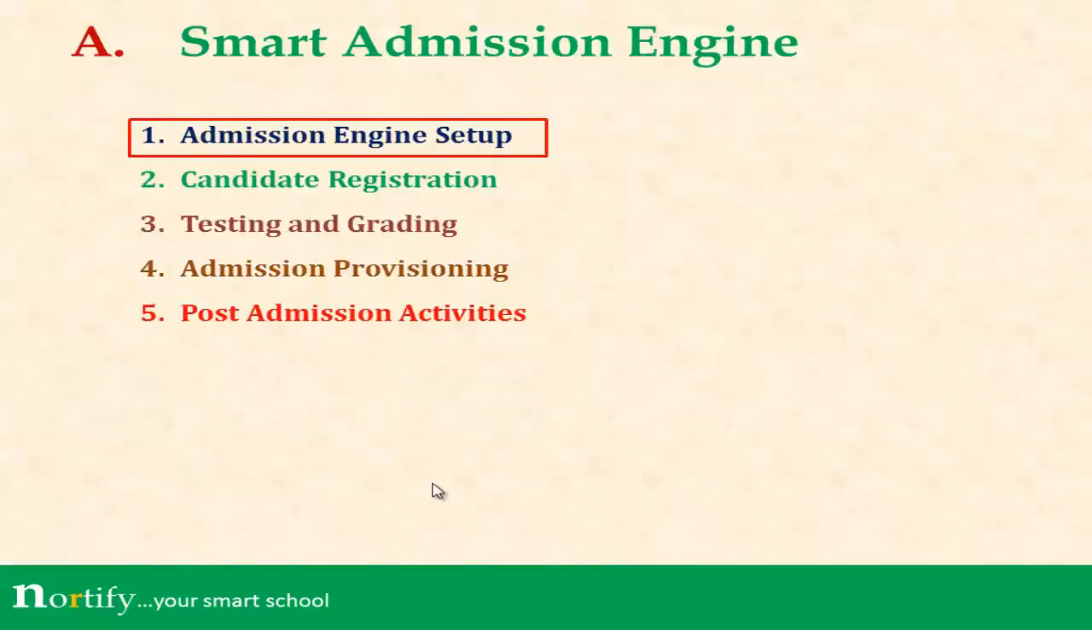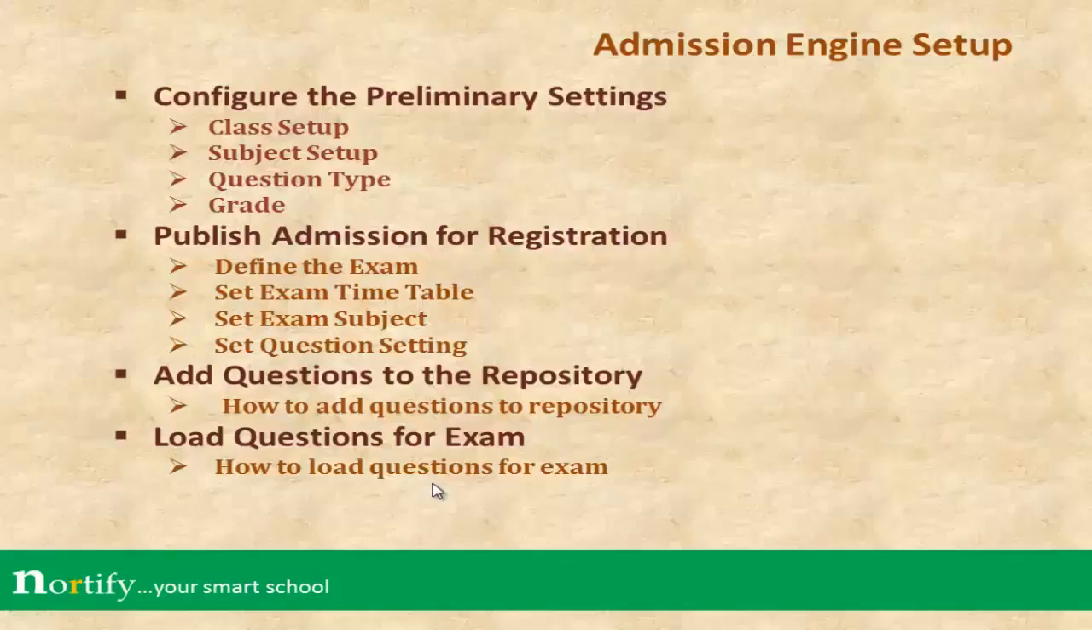Admission engine setup, we have certain criteria that must be met. What are they? Once you activate your admission portal, you will need to do the following as an administrator. One, you need to configure the preliminary settings. The first thing you need to do is set up your class. Immediately after that, you need to set up your subject. The next one, you need to set up your question type, and you need to set up your grade.